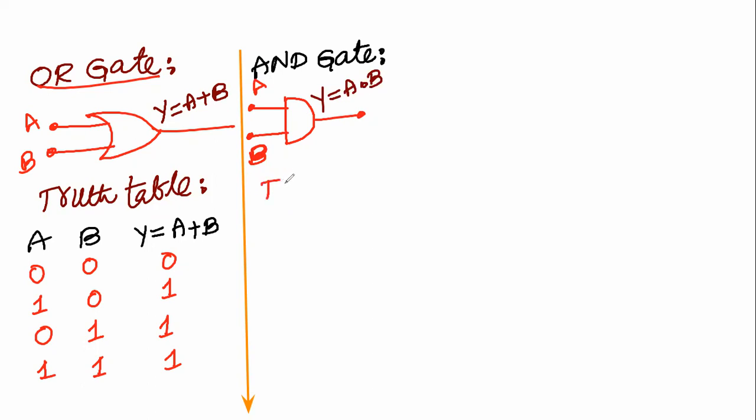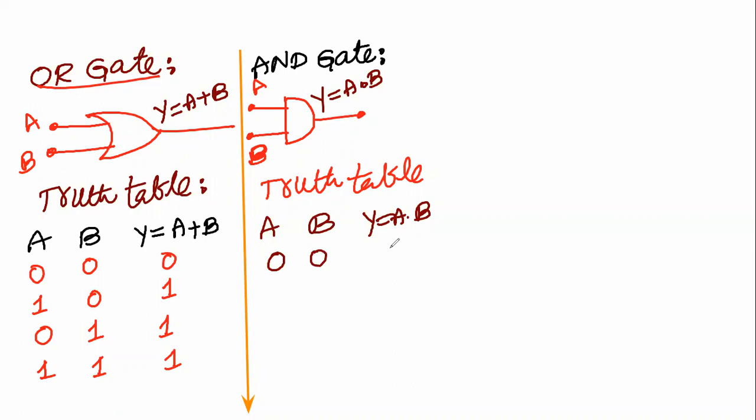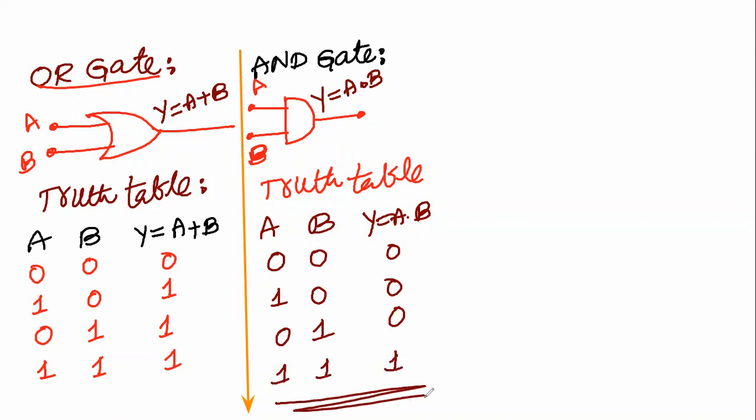Truth table we will take. A, B, Y is equal to A into B. If I take 0, 0: 0 into 0, 0 only. 1 into 0, 0 only. 0 into 1, 0 only. 1 into 1, 1. Like this. This is the truth table for the AND gate.